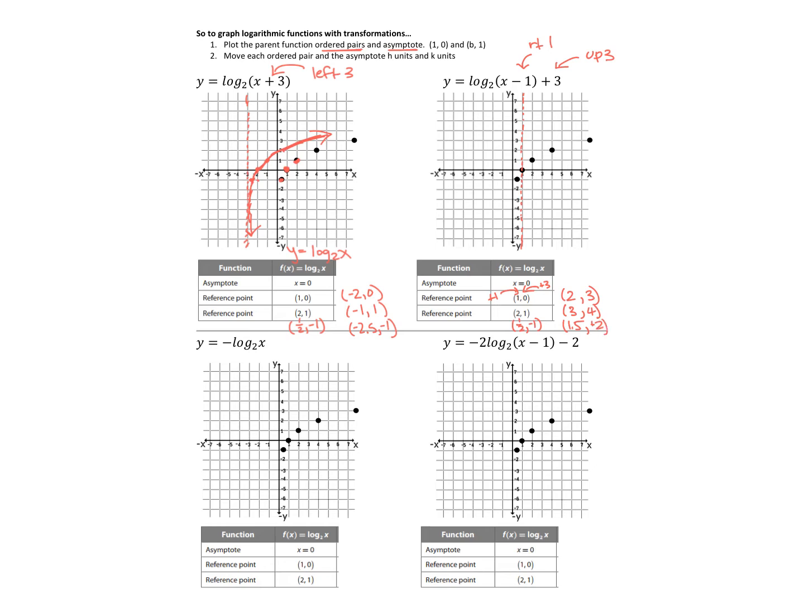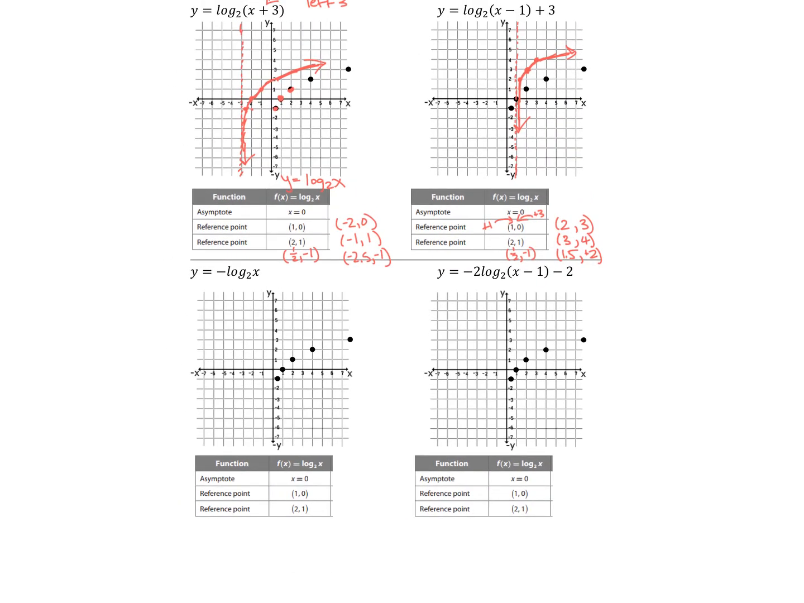So let's go graph these 3 points. So 2, 3, and 3, 4, and 1.5, 2. I'm sorry, is that +2? Couldn't see very well. So now when I graph this, it's very slow growing, and it's going to slide along my vertical asymptote.